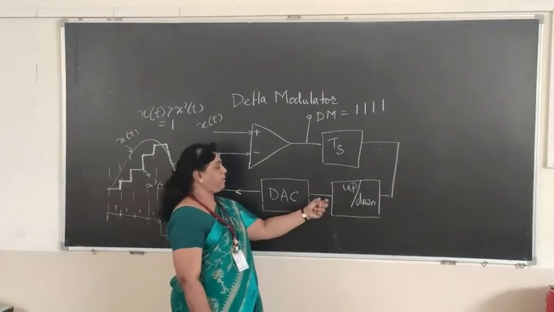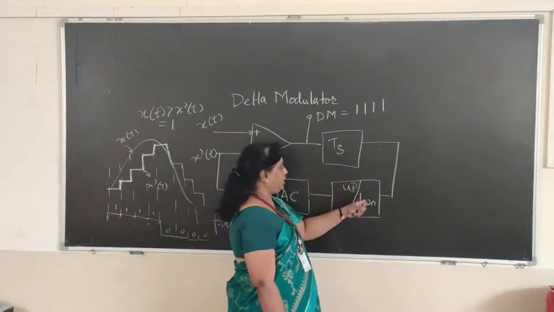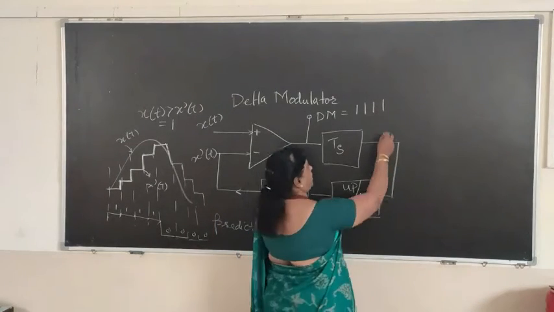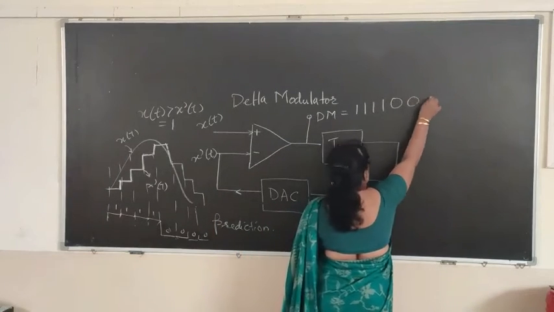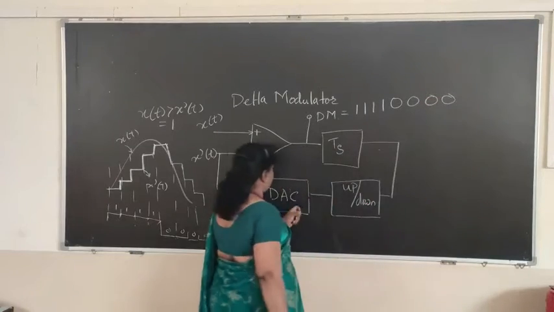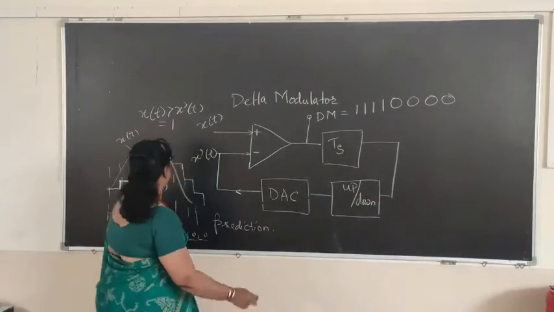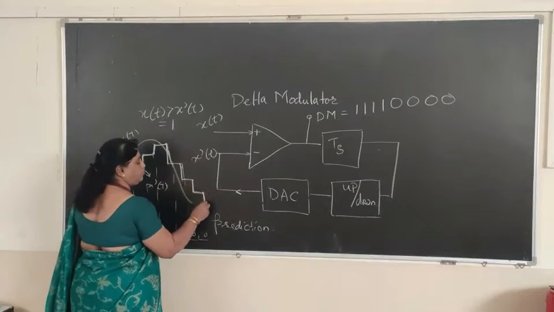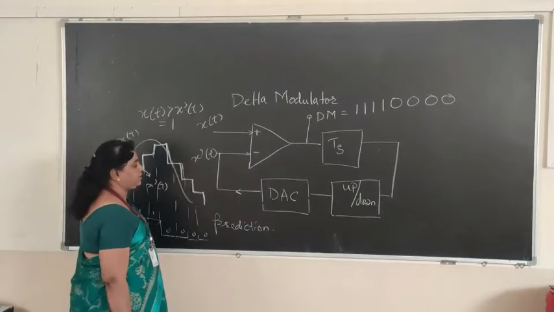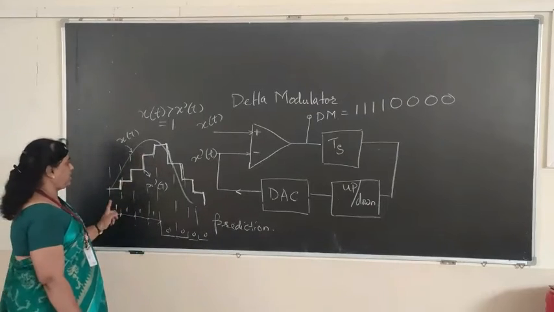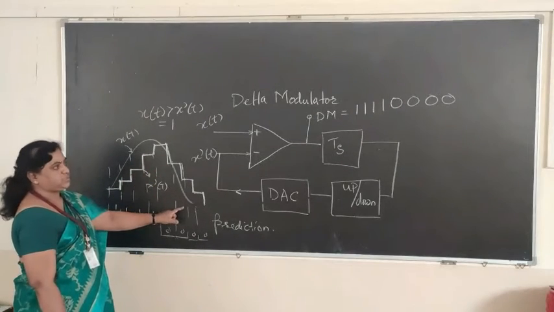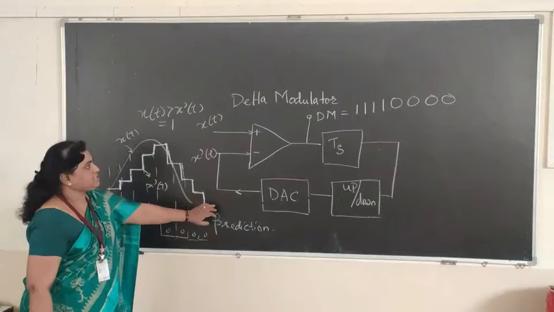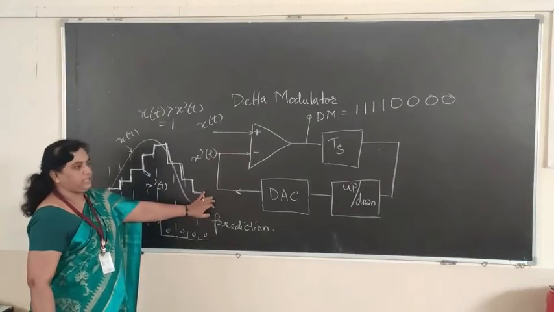Means now up counter is in the reset mode, down counter is activated, and hence the DAC will be decremented 4 times. So you say 1, 2, 3 and 4, that is DAC is decremented. So the shape of the DAC is nothing but a staircase which we are getting. So this is just the conceptual working of delta modulator.